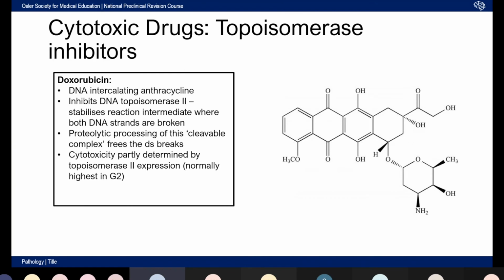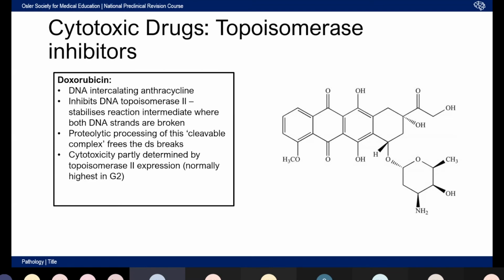So another class is topoisomerase inhibitors. So doxorubicin actually has quite a lot of effects. So it's an anthracycline antibiotic, but it also has anti-neoplastic activity. So it intercalates between base pairs in the DNA helix, preventing DNA replication. And it also inhibits topoisomerase 2, which stabilizes a cleavable enzyme-DNA complex during DNA replication, preventing the ligation of the nucleotide strands again after the double-strand DNA breakage.